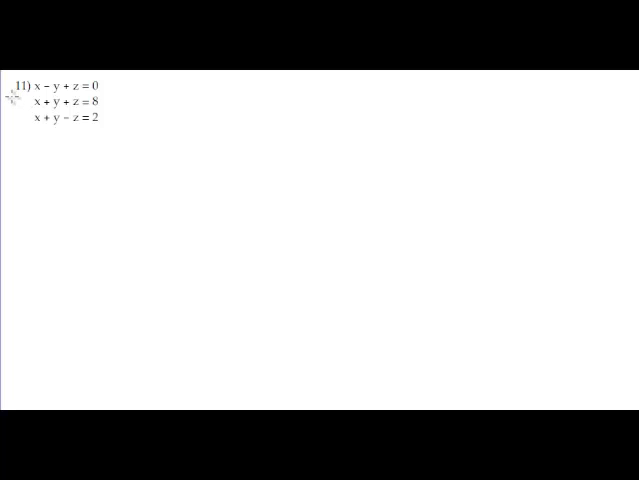So on this, let's pick the z's this time since we picked the y's last time. I think the z's look like a pretty good idea. If I take the second and third ones and I add those together, I'll be able to cancel out my z's. So the z's cancel. X plus x is 2x, y plus y is 2y, and 8 plus 2 is 10.